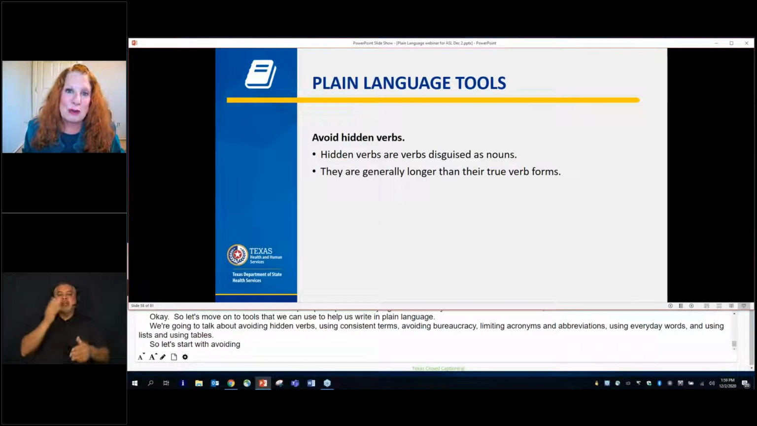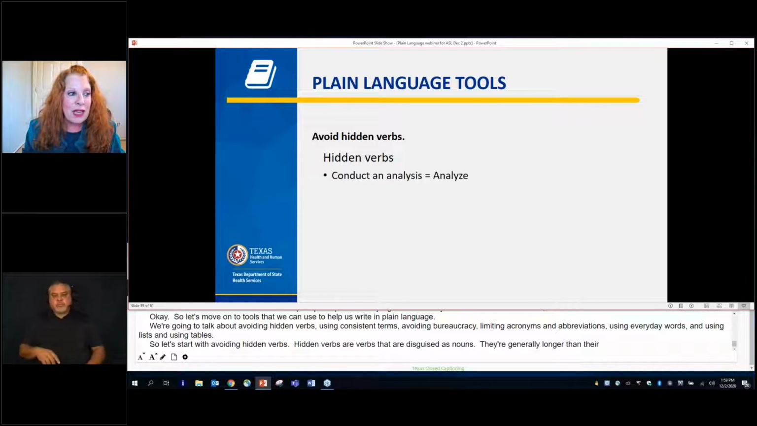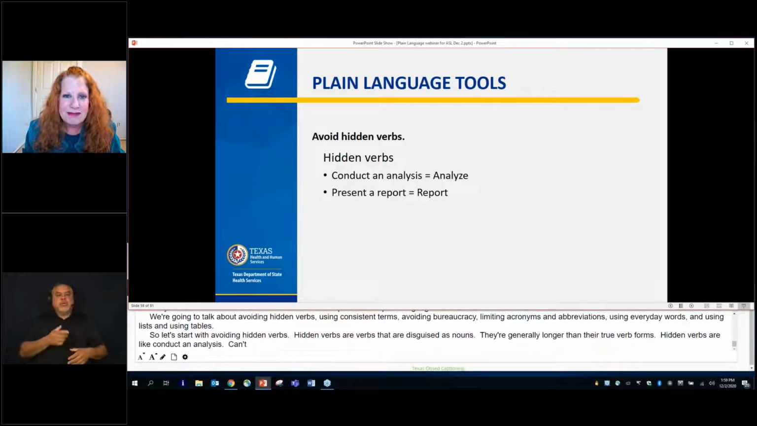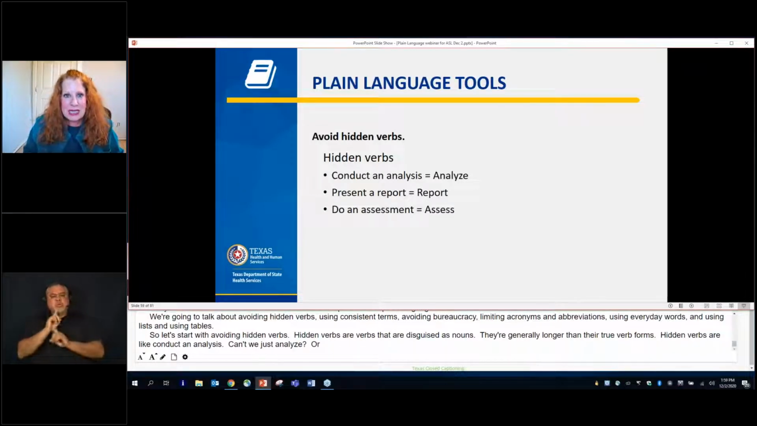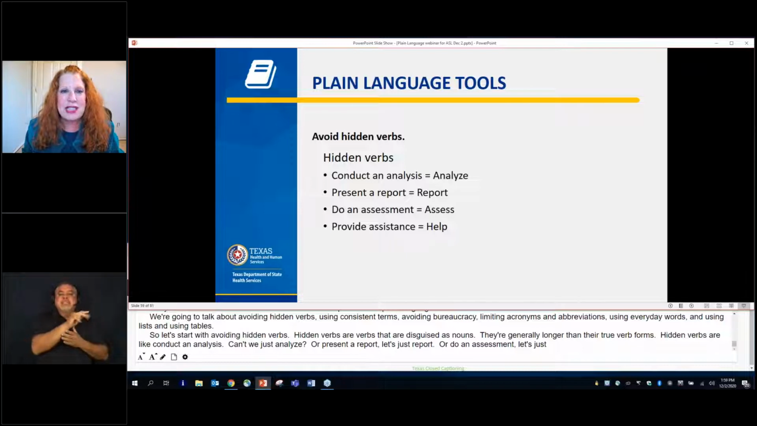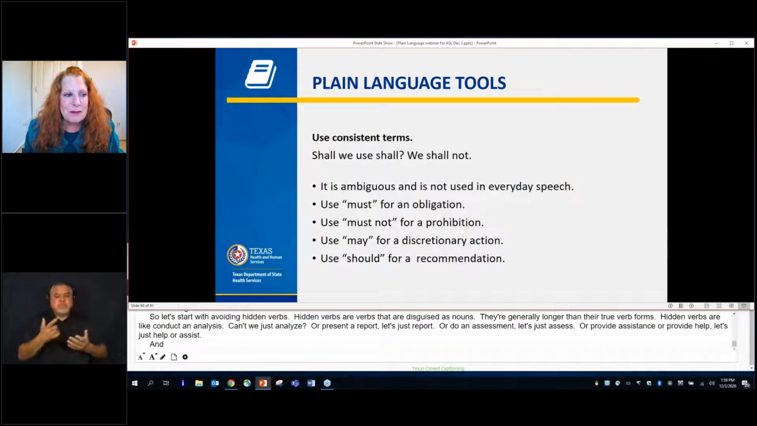Hidden verbs are verbs that are disguised as nouns. They're generally longer than their true verb forms. Hidden verbs are like conduct an analysis. Can't we just analyze? Or present a report? Let's just report. Or do an assessment. Let's just assess. Or provide help, provide assistance. Let's just help or assist. And came to the conclusion of, let's just conclude.